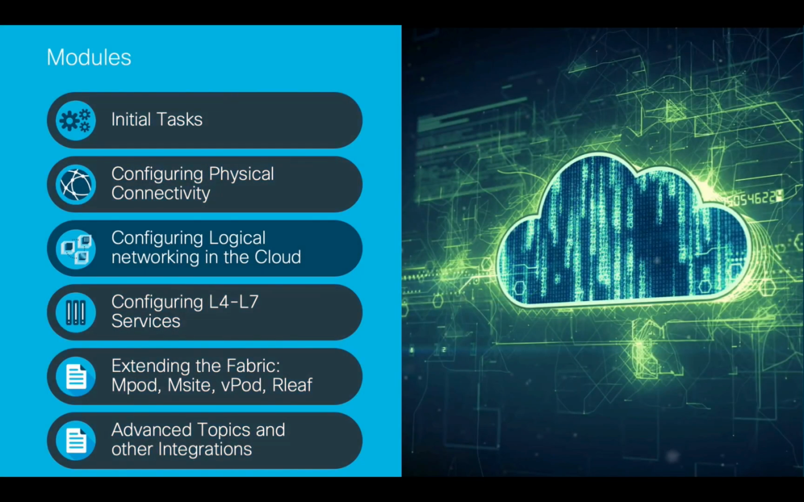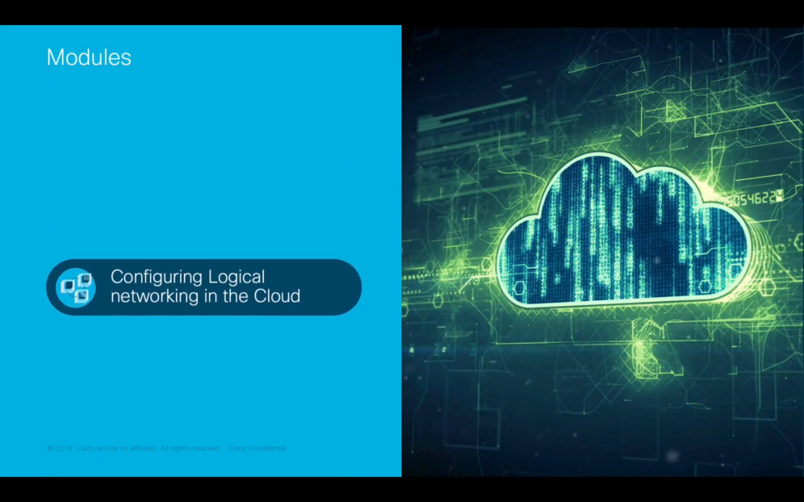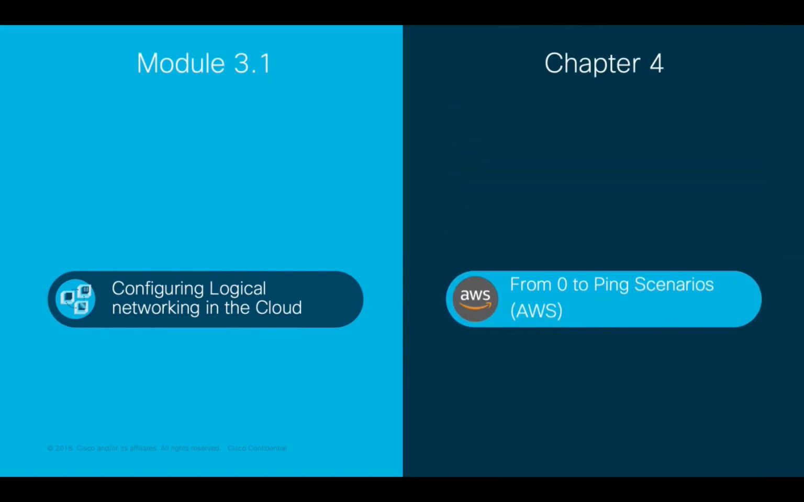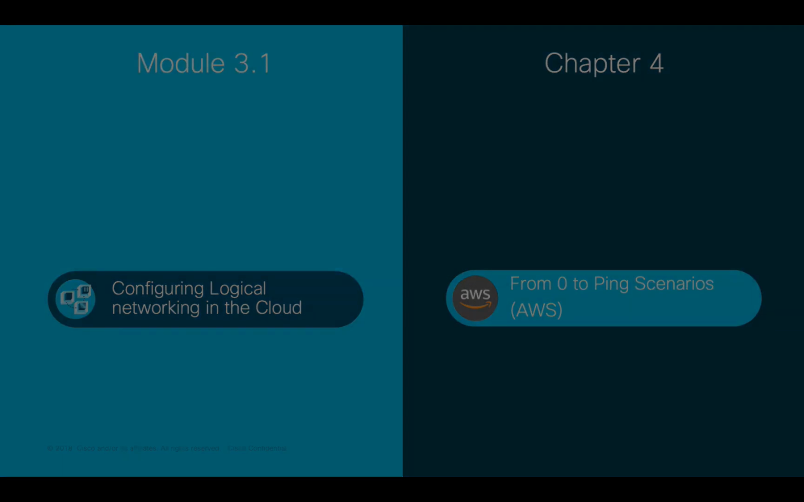ACI, the Network Made Simple learning series. In this video, we will cover Module 3.1, Configuring Logical Connectivity in the Cloud, Chapter 4, From Zero to Networking in AWS using Cloud ACI.